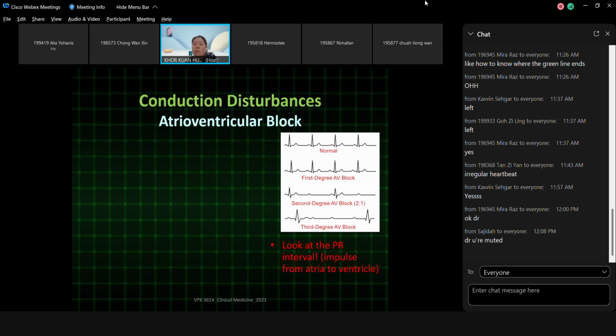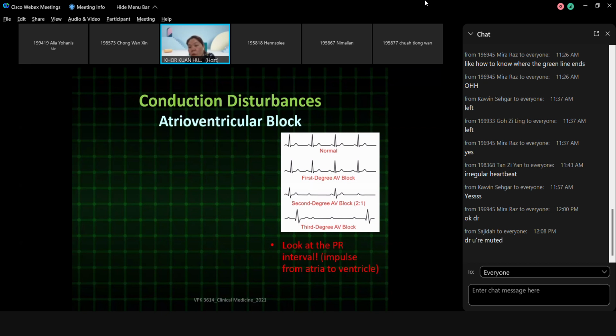AV block. Look at the normal one. Okay, normal one. First degree AV block, PQRST. A bit longer, PQRST. Okay, not much difference from this, isn't it? Alright. Normally, they will look at the duration here. Okay, the PR interval. You look at the PR interval. See, the PR interval is a bit longer. So this is already going to be first degree AV block.